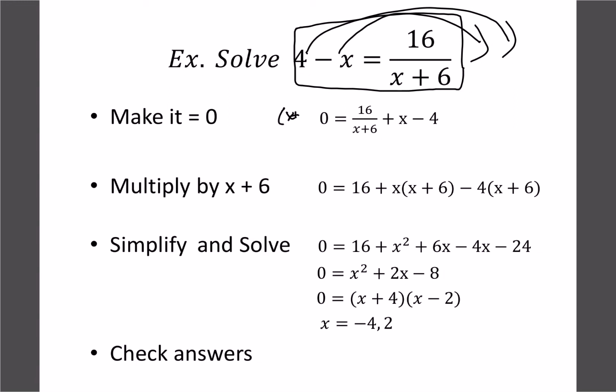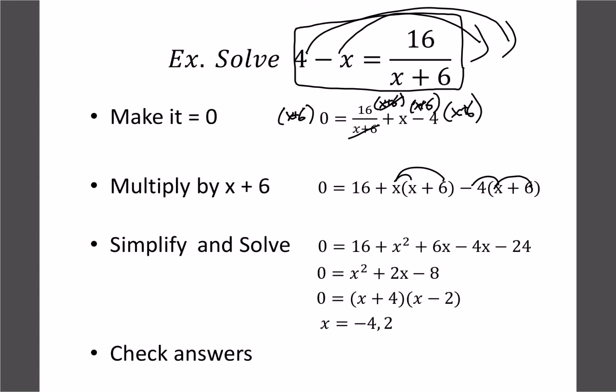We'd have 0 times x plus 6, the 16 times x plus 6, the x times x plus 6, and the 4 times x plus 6. So then we just FOIL it all out. So x plus 6 times 0, 0 times anything is 0. You can see in the second one the x plus 6's would cancel, so we just get 16. And then we'd have x times x plus 6 and negative 4 times x plus 6. So FOIL all those out and simplify it. So we get 16 plus x squared plus 6x when we FOIL those, minus 4x and minus 24 when we FOIL those. And then put our like terms together, we get x squared plus 2x minus 8.